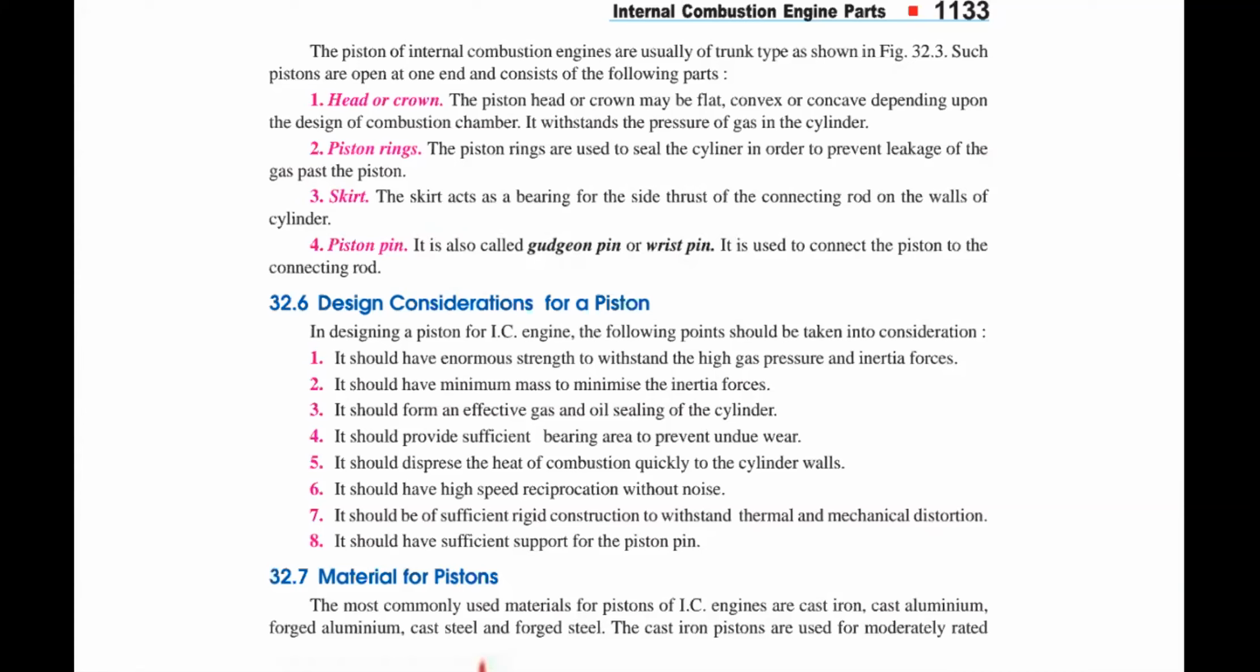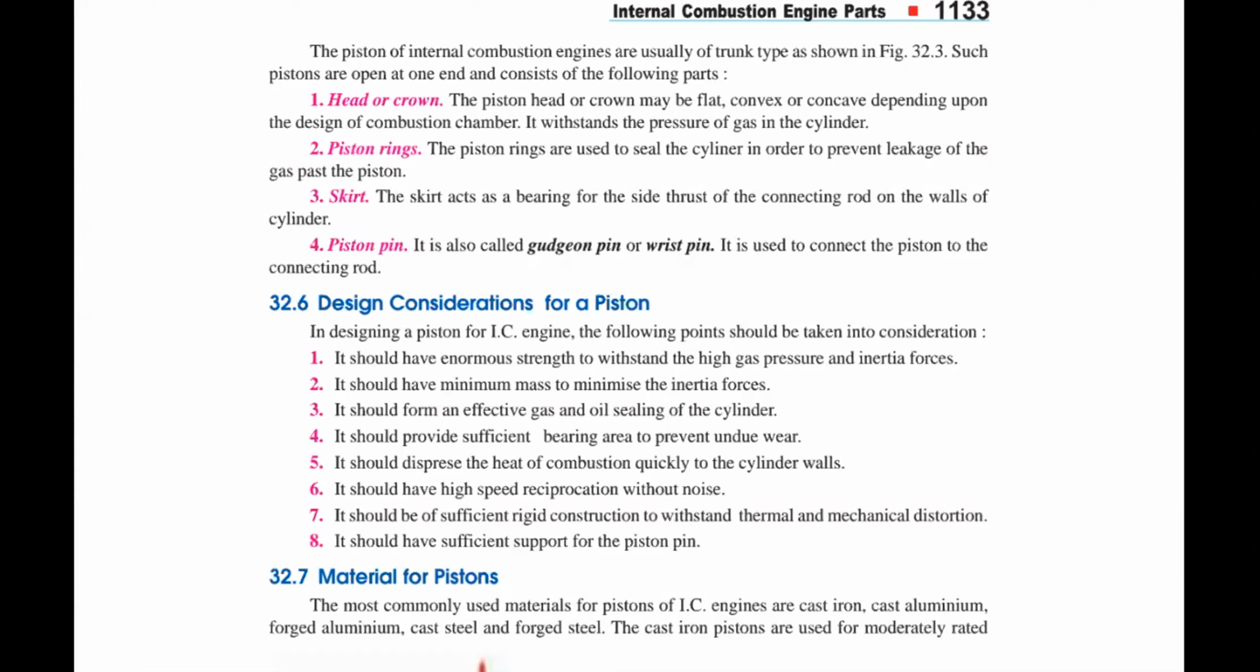Right? Now, what are the design considerations for a piston? This is a very, very important step while you design a piston. So follow step by step. In designing a piston for an IC engine, the following points should be taken into consideration. So you have to observe what the points are.